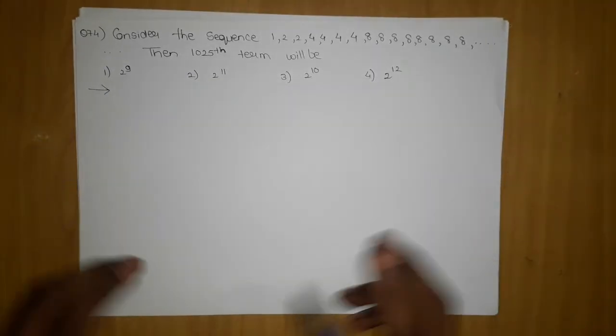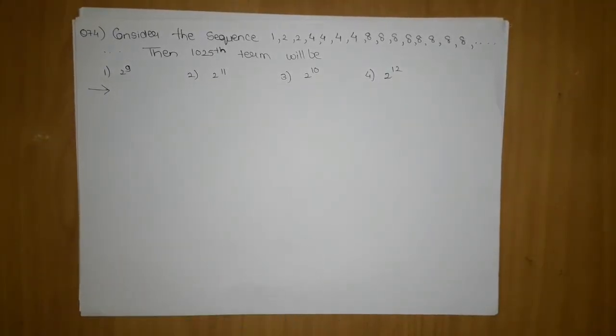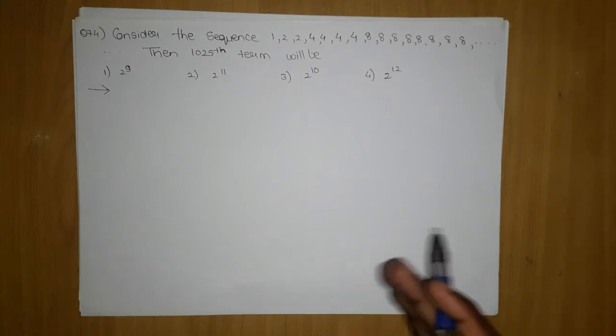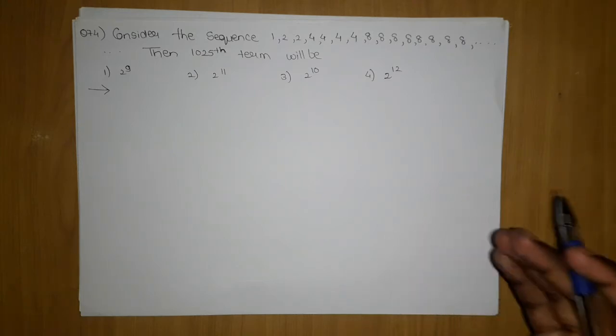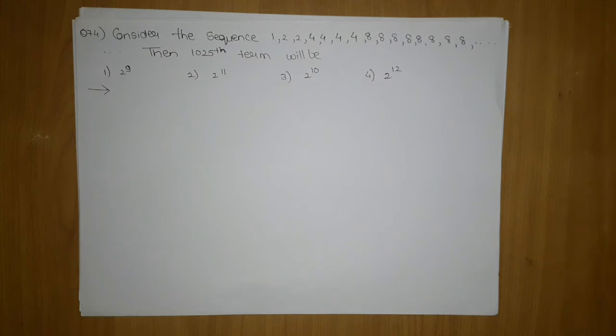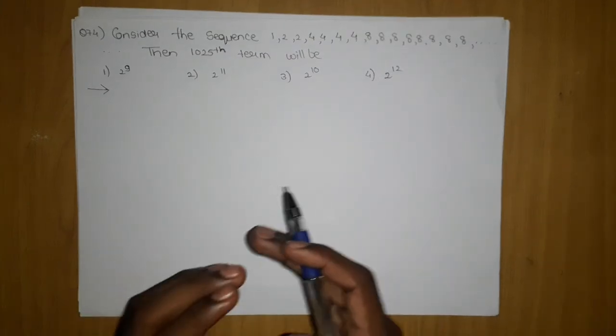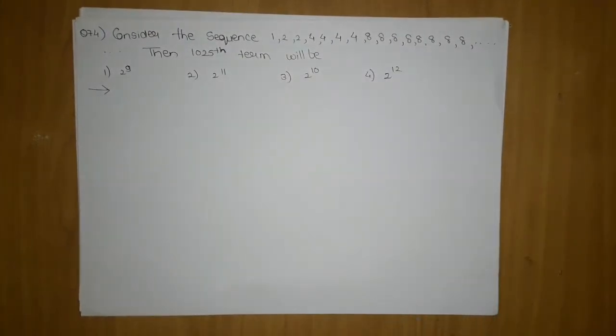Okay, now let's move on to the next question, which is the 74th question. Okay, the 74th question is as follows. These types of questions we have encountered 2 times, and this is the third time we are encountering a similar type of problem. It is telling: consider the sequence 1, 2, 2, 4, 4, 4, 4, 8, 8, 8, 8, 8, and so on. You have to find what the 1025th term will be.